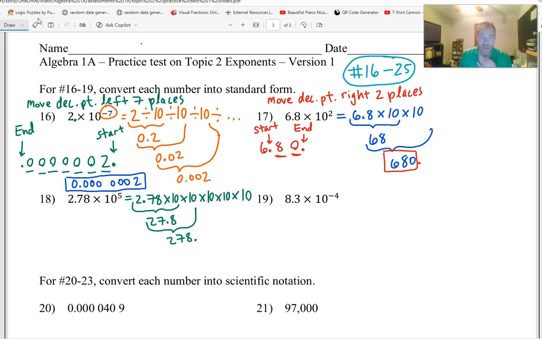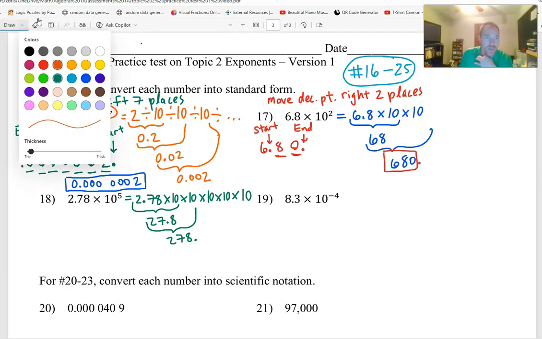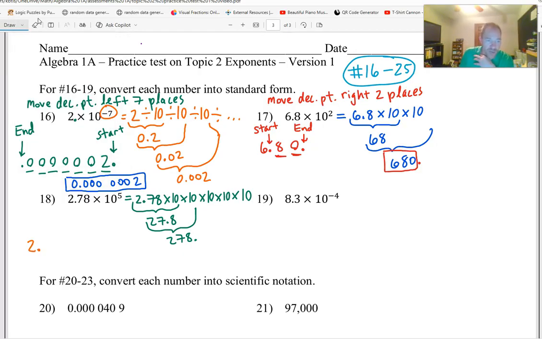I'm going to do this 5 times. So my shortcut is just going to be take that decimal point and move it to the right 5 places. So it's starting right here. I'm going to go 5 places. So 1, 2, 3, I have to fill in a 0, 4, fill in a 0, 5, fill in a 0, and that's where the decimal point is going to end.